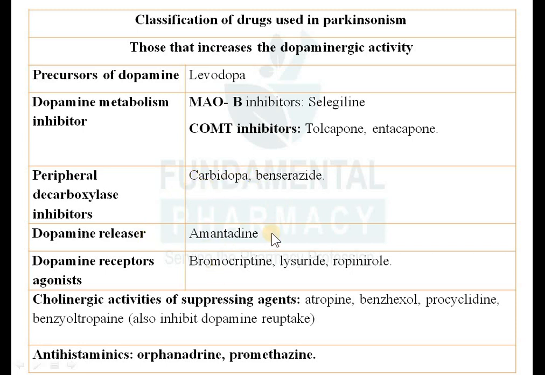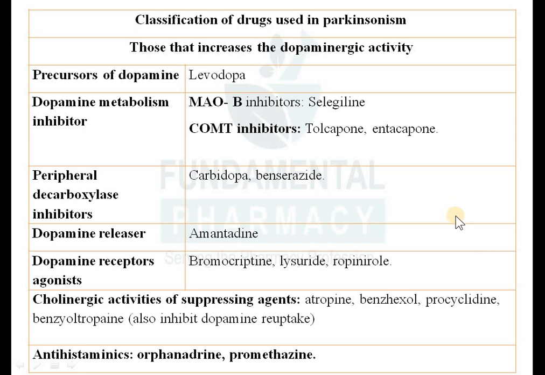Then dopamine releaser, this is amantadine. Okay. Then dopamine receptor agonists: bromocriptine, lisuride and pergolide. Then cholinergic activity suppressing agent, means anticholinergic. Like for example, atropine is there, benzhexol is there, procyclidine is there, then benztropine is there. Then miscellaneous drugs or antihistaminics like orphenadrine, then promethazine. These kinds of drugs can be used in Parkinson disease.